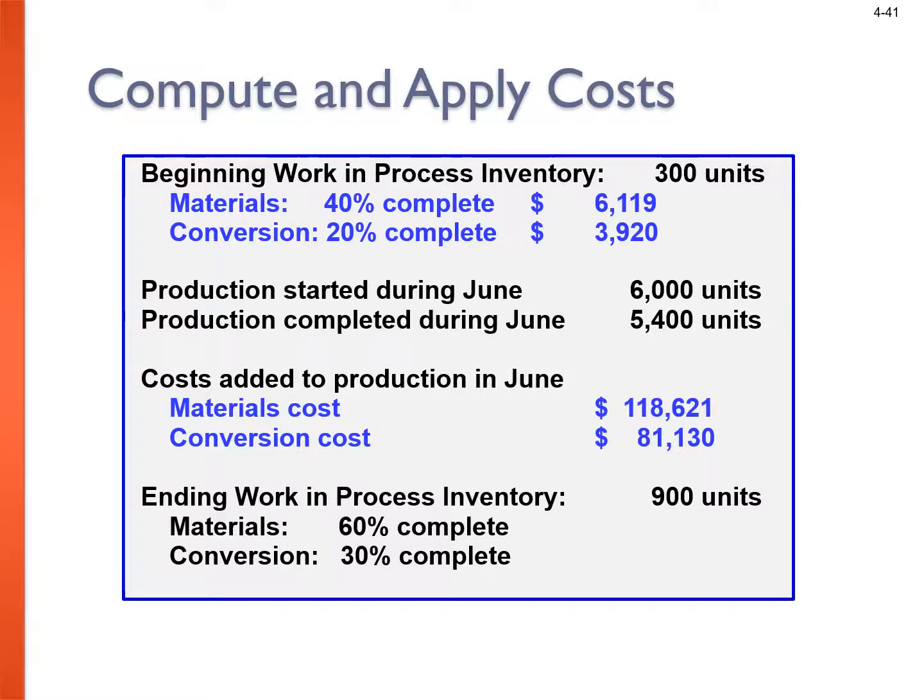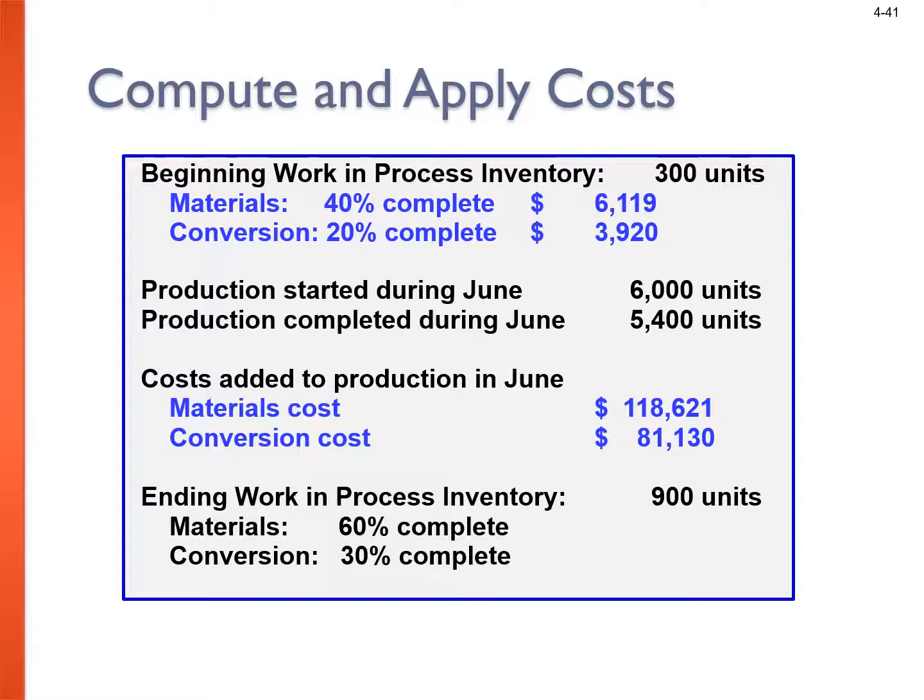The production started during June was 6,000 units, and 5,400 left the building, right? They went to the next department. How much more costs were added during the month? Well, material costs added during the month, 118,621. Conversion cost, 81,130.